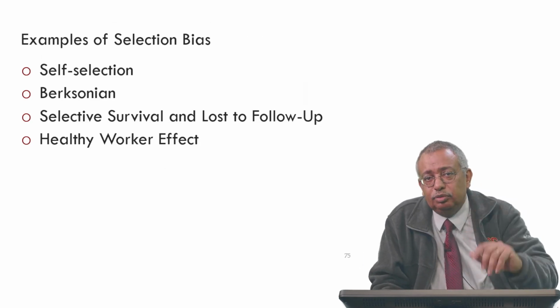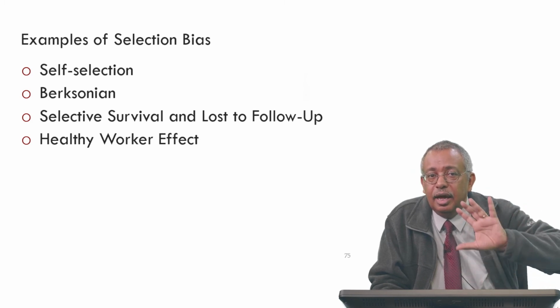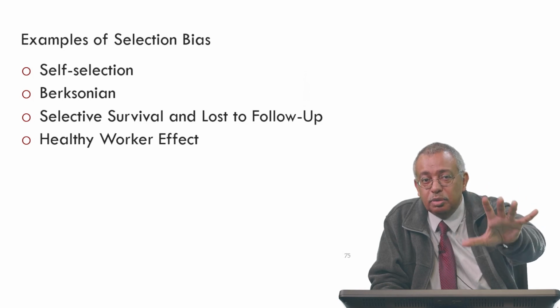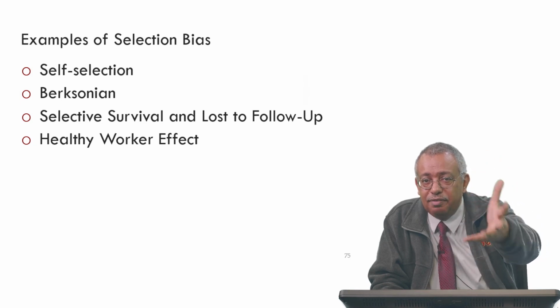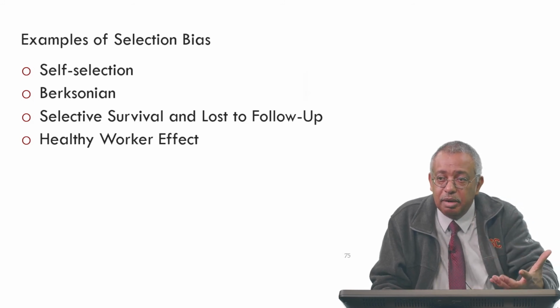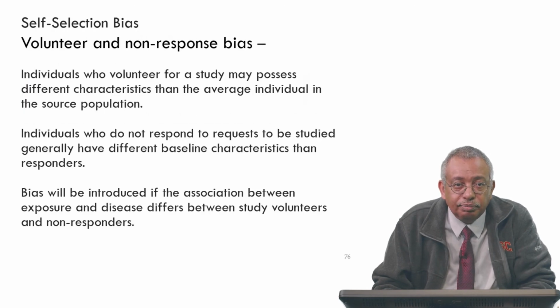There are many examples of selection bias. Again, we're not going to go into all of these today, but I'm simply listing them. One is one that we have already talked about, self-selection. Then you have things like Berksonian selection bias, selective survival and loss to follow-up, or healthy worker effect. These are terms that you might hear about. I'm just listing them here, but we don't have the time to go through each one in the time that we have.